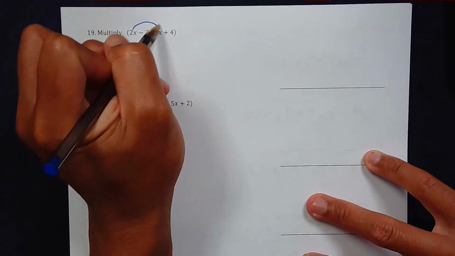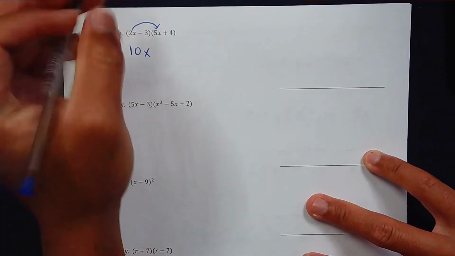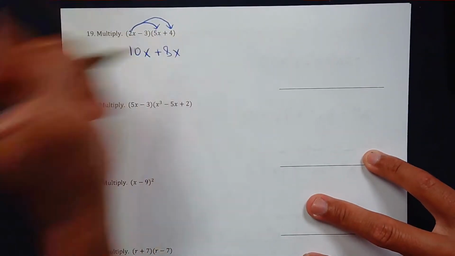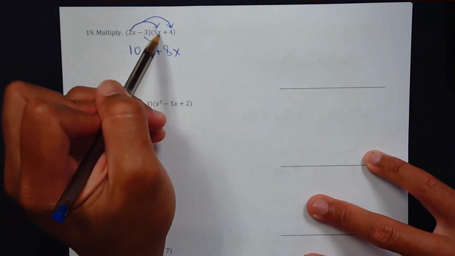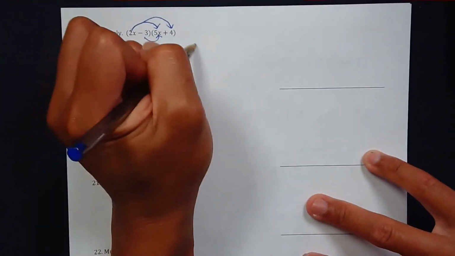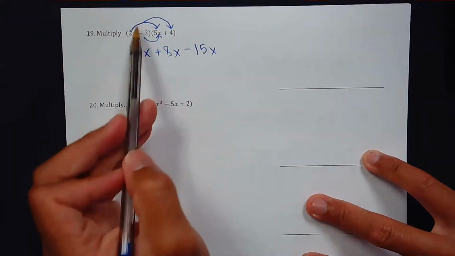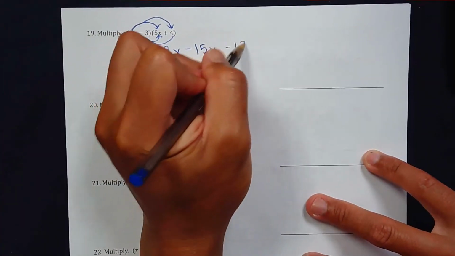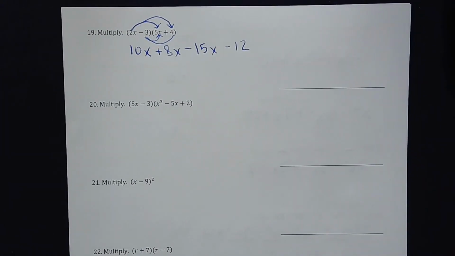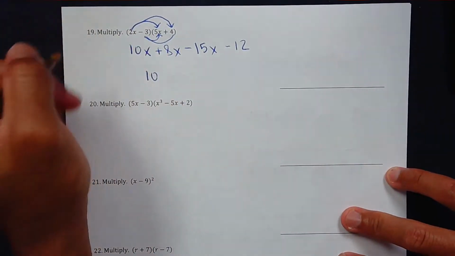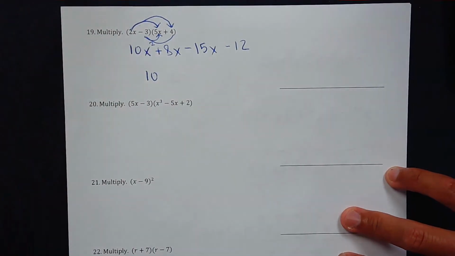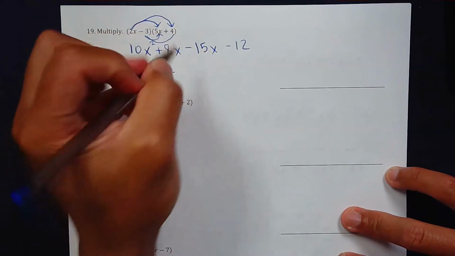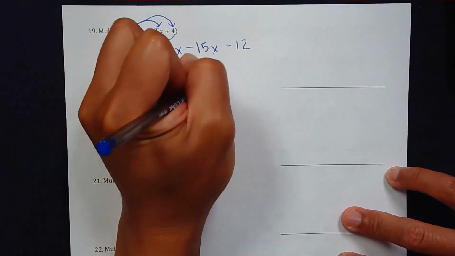2x times 5x, that gives us 10x. 2x times 4 gives us 8x. Negative 3 times 5x gives us negative 15x. And then negative 3 times 4 gives us negative 12. All right, our final answer. Combine like terms, 10. Oops, I apologize. That's supposed to be 10x squared. 10x squared. This becomes negative 7x minus 12.